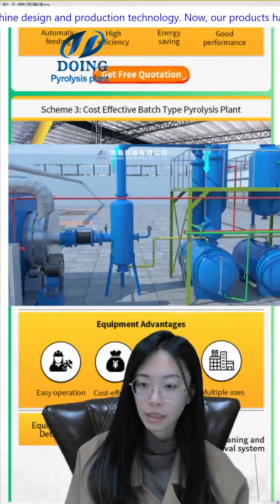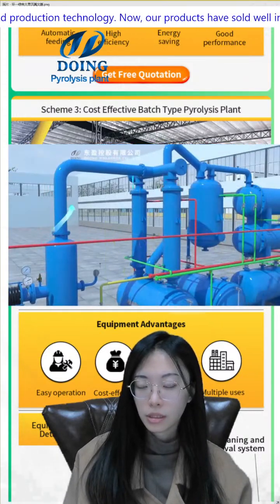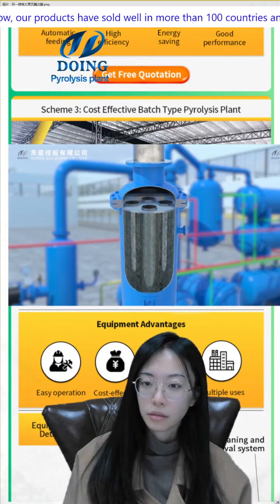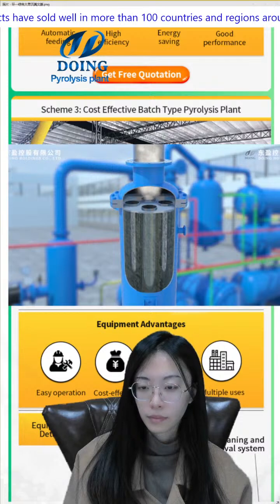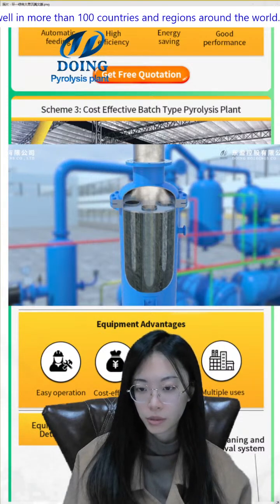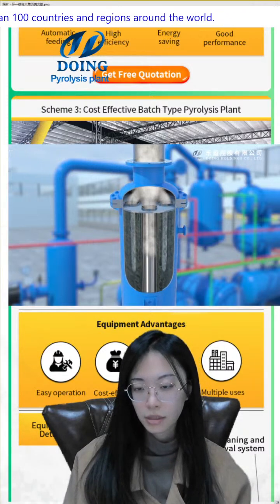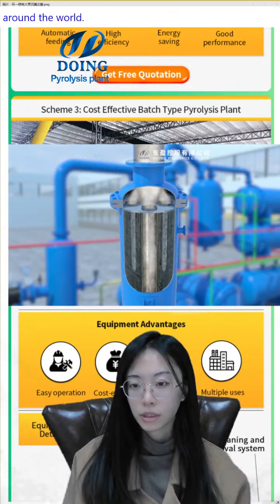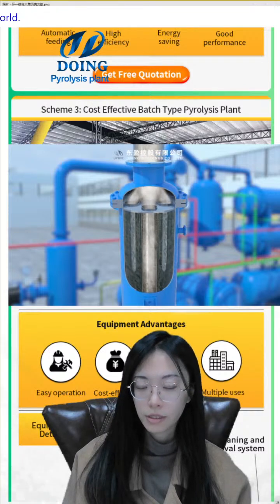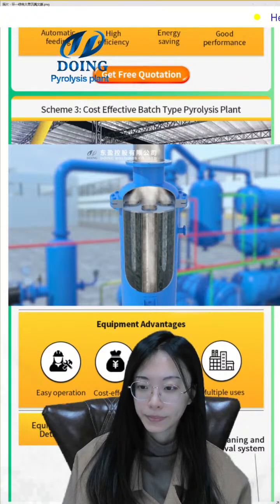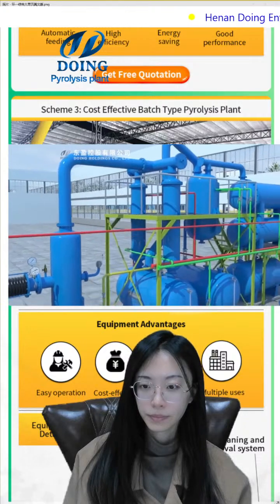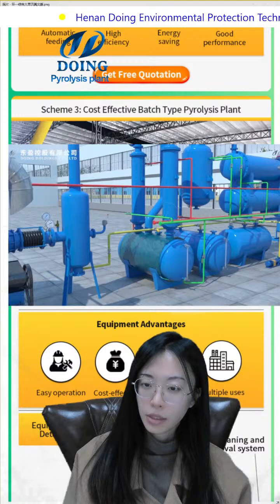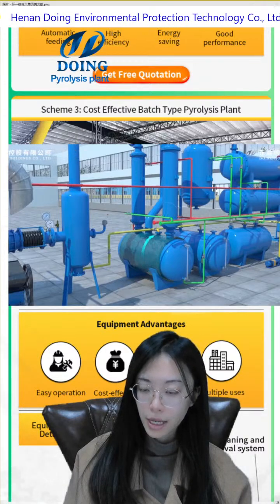This is a buffer tank to slow down the speed of the oil gas. And this is the cooling system. The gas will go through this tube, and outside them, the cooling water is recycled to lower the temperature of the gas. And then we can get the fuel oil. It will temporarily stand in the storage tank.